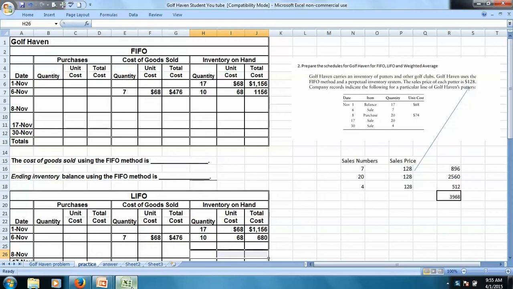In video 3, I'm going to talk about FIFO, and then in video 4, we'll talk about LIFO and weighted average so that the length of these videos are a little shorter.